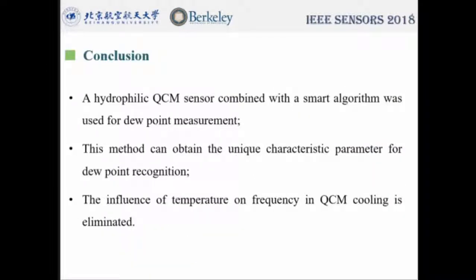Now I will make a summary of the studies. In the study, a hydrophilic QCM sensor combined with a smart algorithm was used for dew-point measurement. This method can obtain the unique characteristic parameter for dew-point recognition, and the influence of temperature on frequency in QCM cooling is eliminated.